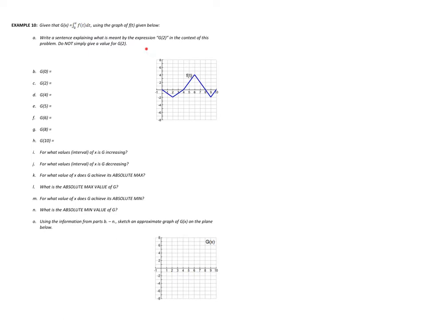So the first thing it's asking us is to write a sentence explaining what's meant by the expression g of 2 in the context of this problem. Well, g of 2, you think about putting a 2 there, which means you'd put a 2 here. So it would be the integral of f of t dt from 0 to 2. You think, okay, I know what that means. That means get me the area bounded by f of t between 0 and 2. So going from 0 to 2 on the axis here, how much area is bounded by our curve? It would represent this area right down there.